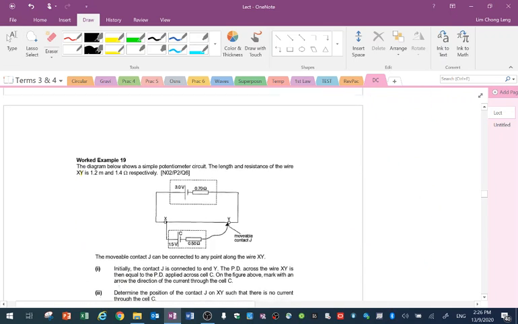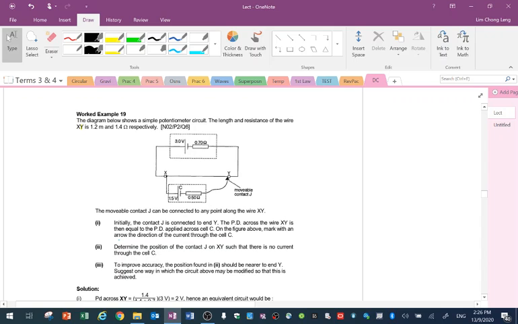Okay, we have reached the last example for today's lecture, worked example 19. You already know the solution given, but nevertheless, it's good for me to go through this briefly. So I hope you recognize the potential divider. This is the potential divider, and there is no galvanometer. So the first part: if the contact J, which is a jockey, is placed at Y, the PD across XY is then equal to the PD across the cell.